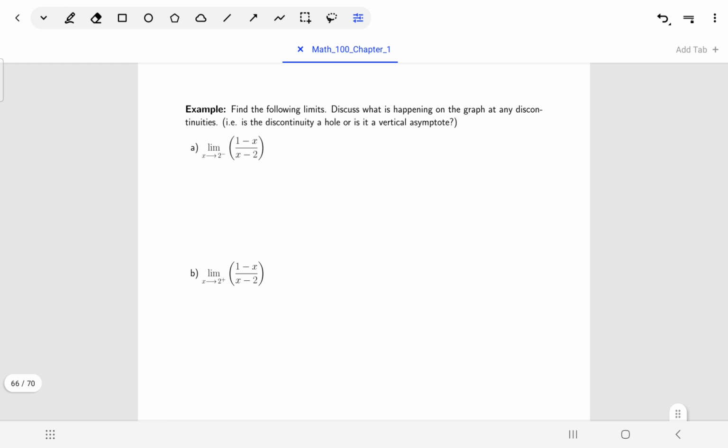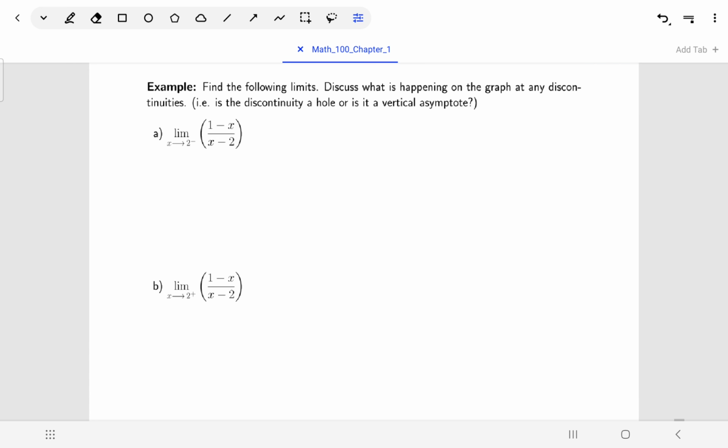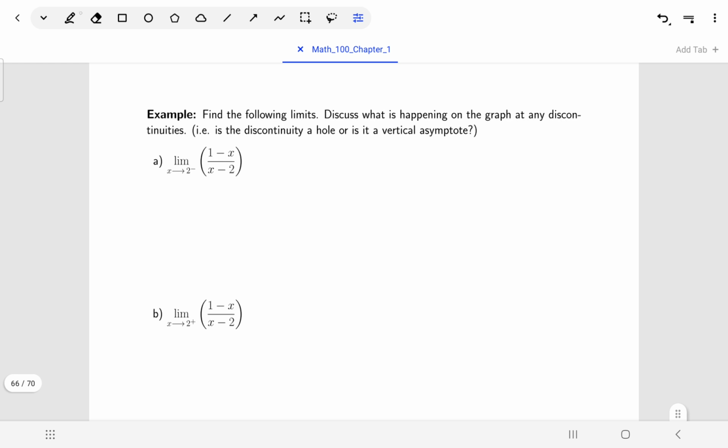So I've got a couple of functions that have some discontinuities, and of course we want to be able to figure out what is the nature of that discontinuity. So if I'm looking at this function, 1 minus x over x minus 2, for sure the discontinuity for this one is at x equals 2. I know that this one is discontinuous at x equals 2, and that's the only place where we have a discontinuity. For rational functions, it's just where the denominator is 0 that you have to worry about.